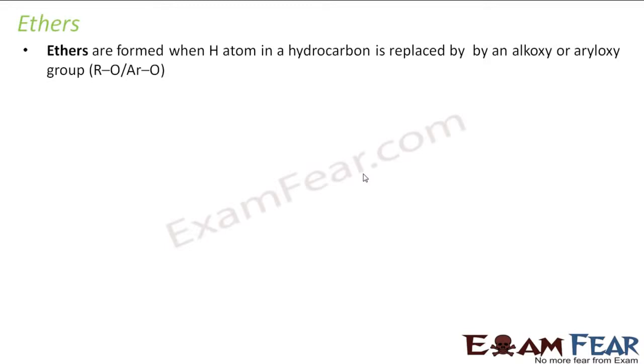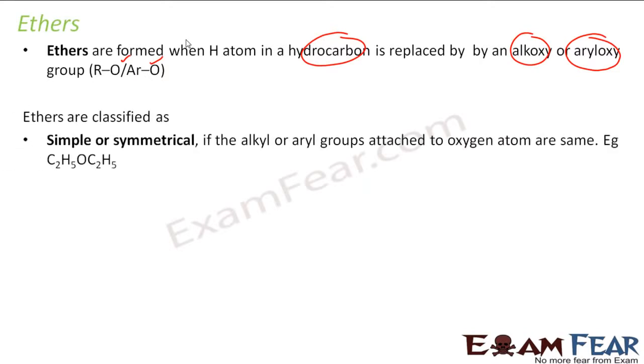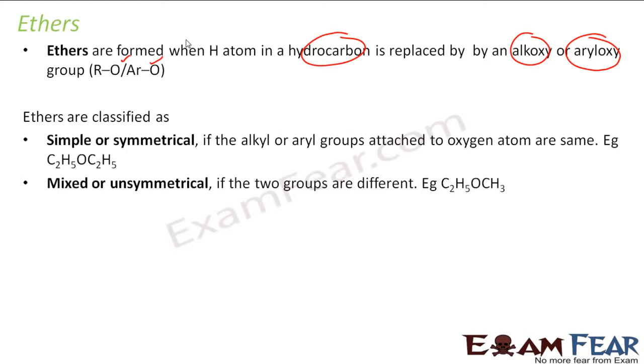Correct. Now we'll discuss ethers. So ethers are, as I told, formed when the hydrogen is replaced by an alkoxy or aryloxy group, that is OR or OAr. So ethers are further classified as simple or symmetrical ethers and mixed or unsymmetrical ethers. In simple or symmetrical ethers, the alkyl or aryl groups attached are the same.